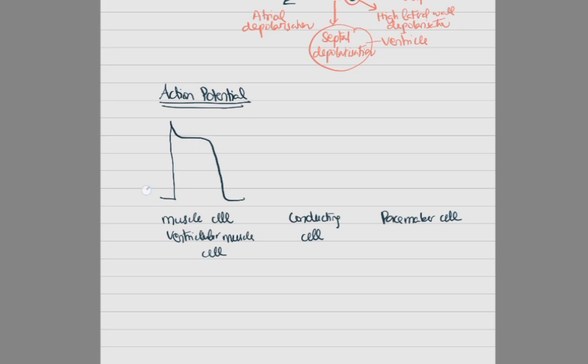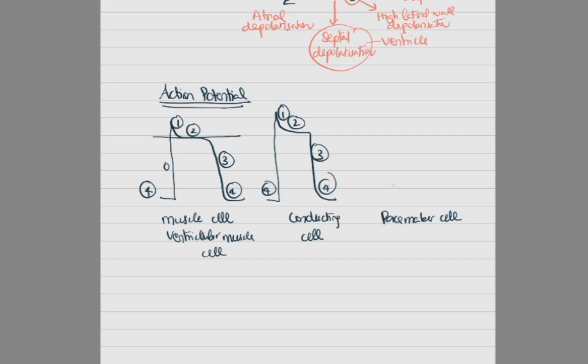It has 4 phases. This is phase 4, then phase 0. Once it is depolarized, this is phase 1. This is the plateau phase, and then there is a repolarization phase, and again phase 4. For a conducting cell, it is slightly different. The conducting cell is like the His-Purkinje cell, which is specialized for conduction. So it has a similar pattern with a higher peak and a smaller plateau. Again, there are 4 phases: 4, 1, 2, 3, and 4.